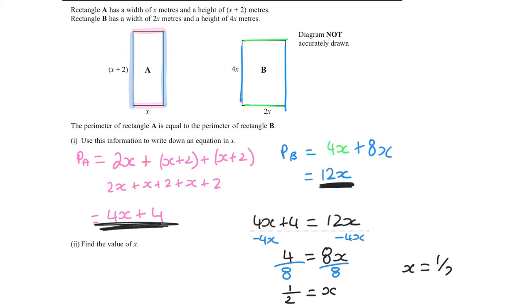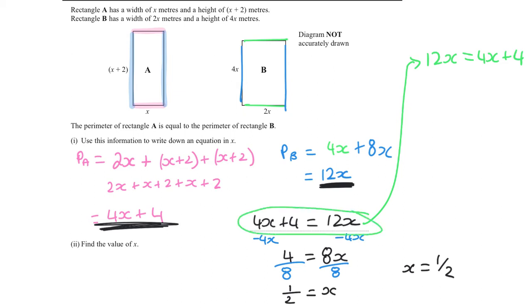X is a half. Now, some people are used to working on the left-hand side where our x is. It doesn't matter which way. If, though, you are a bit uncomfortable, just rewrite it. 12x equals 4x plus 4. You can rewrite it this way. They mean the exact same thing, so we haven't changed any signs. We've just written it a slightly different way.